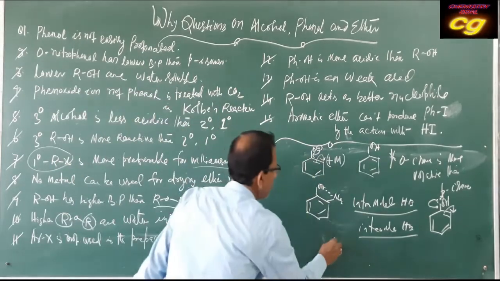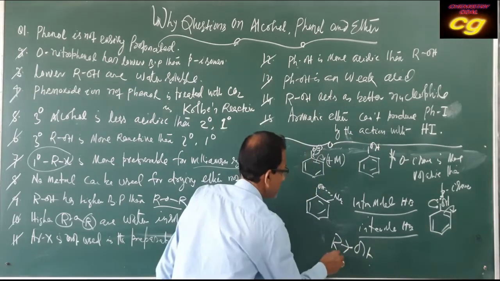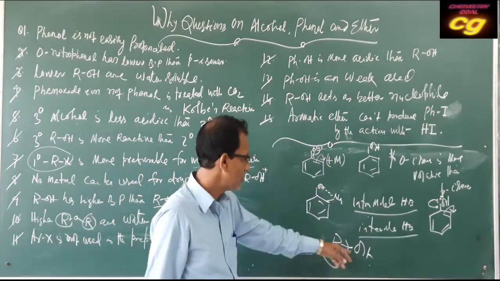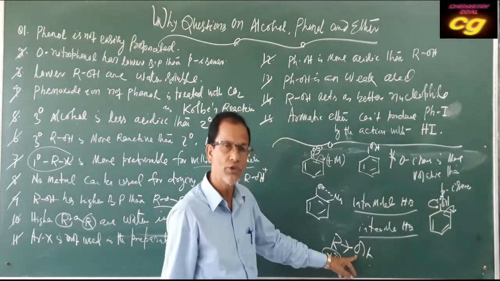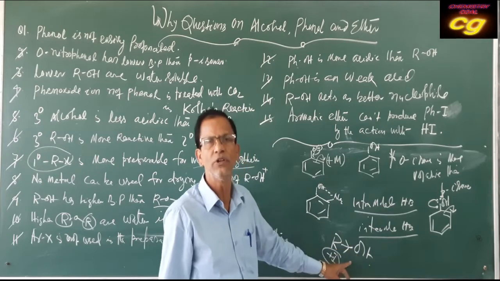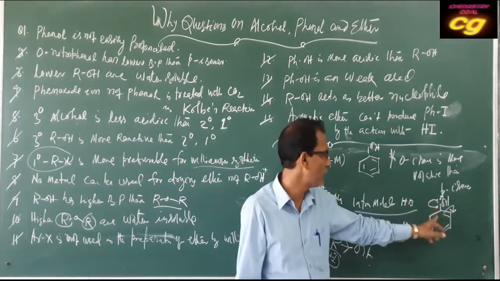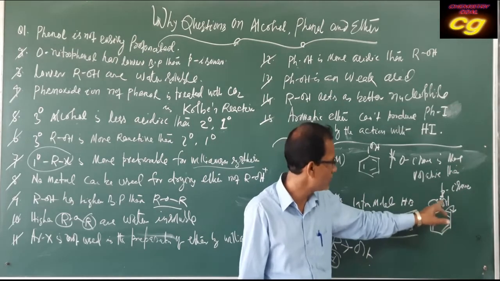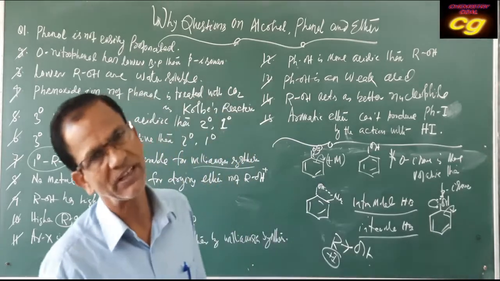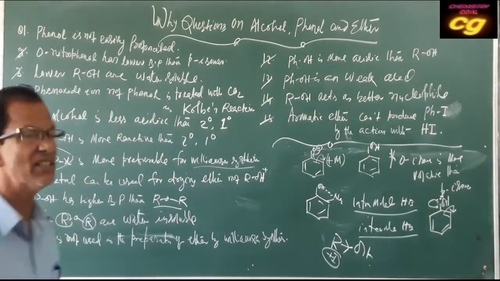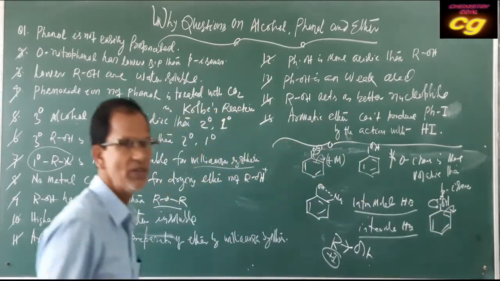But if you see alcohol, due to the +I effect of R, the electron density on oxygen is increased compared to the phenol OH group. The electron density on oxygen of alcohol is more. That's why alcohol can be easily protonated, but phenol cannot be easily protonated because, due to resonance, the electron density on oxygen decreases. So the OH group cannot accept H+ easily because electron density is low due to resonance.